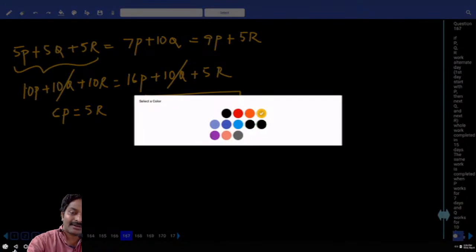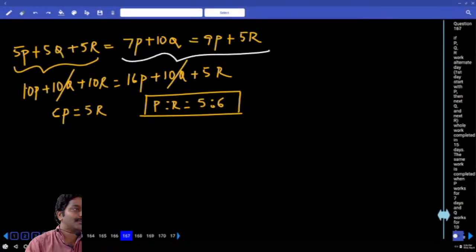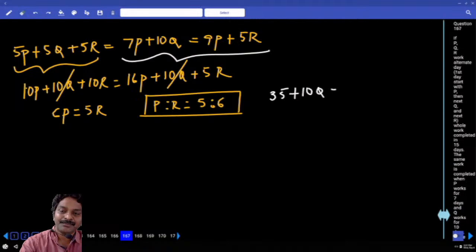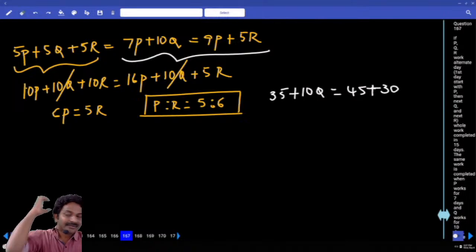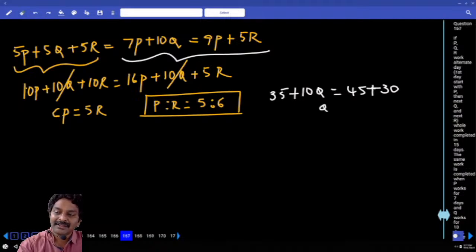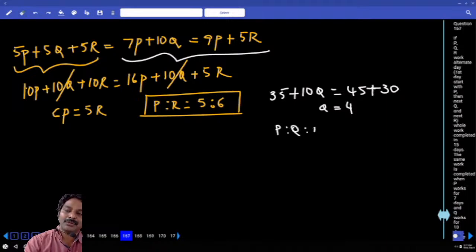Now look at this. Now I am assuming this. 7P in the sense 7 into 5, 35, plus 10Q. 9P in the sense 9 into 5, 5R in the sense 30. 10Q is equal to 40, then Q is equal to 4. Now we are getting P, Q, R efficiency ratio 5 is to 4 is to 6.